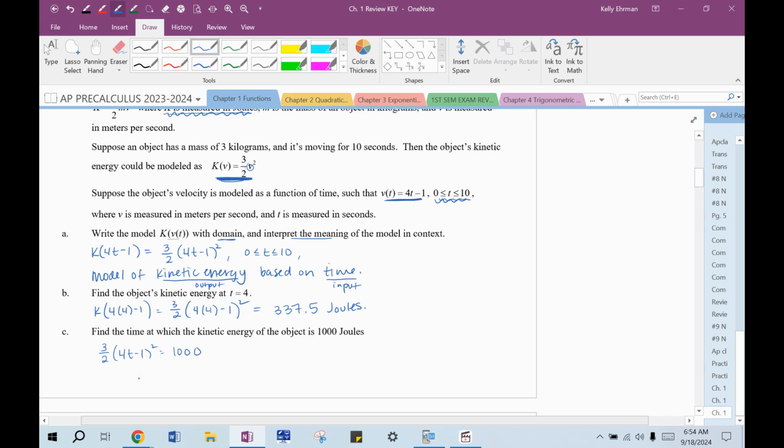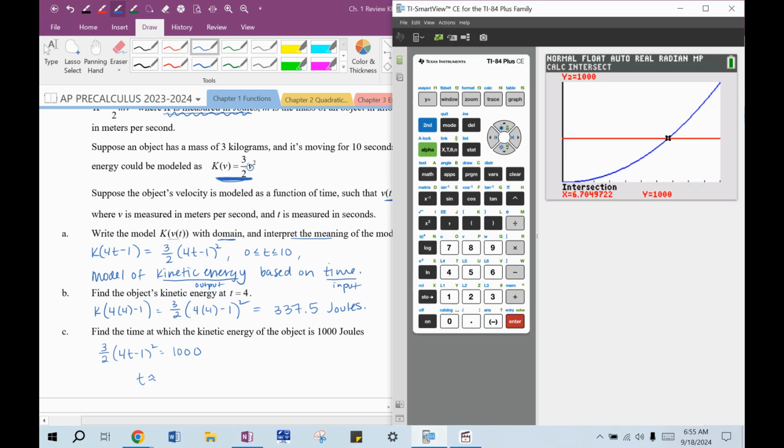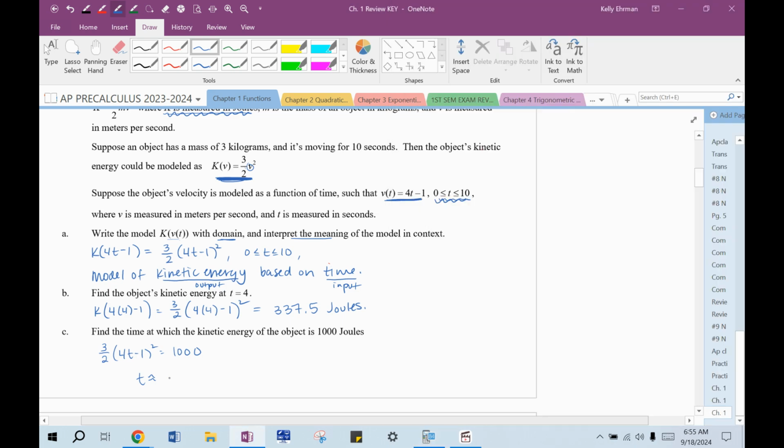You do have to round correctly to 3-place accuracy for the AP exam. So if you say that's 6.704 and that was just a 1 point all or nothing part of that answer, then you don't get credit for it. So be careful. And then also label your answer. t is measured in seconds. All right, so that's the calculator part.